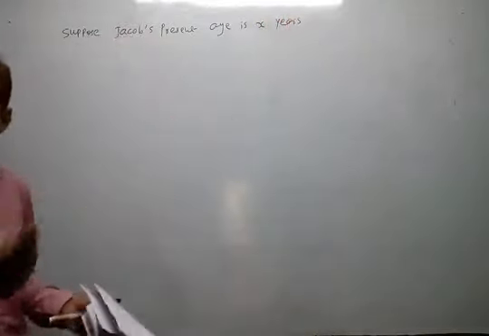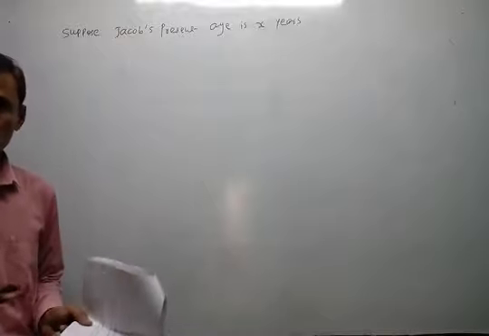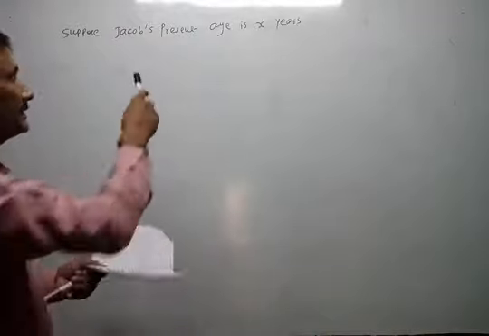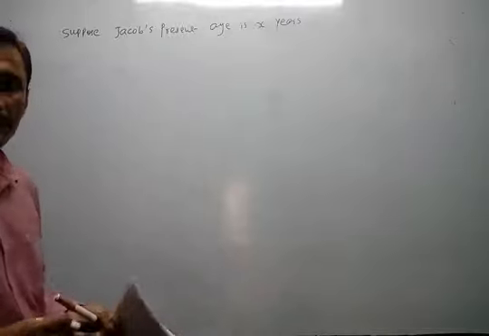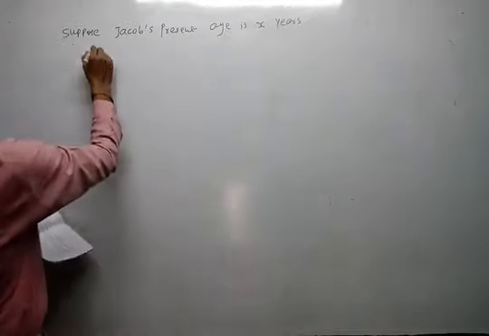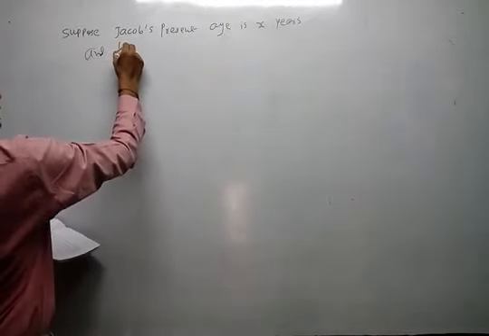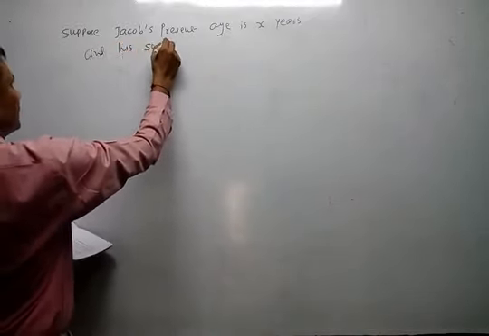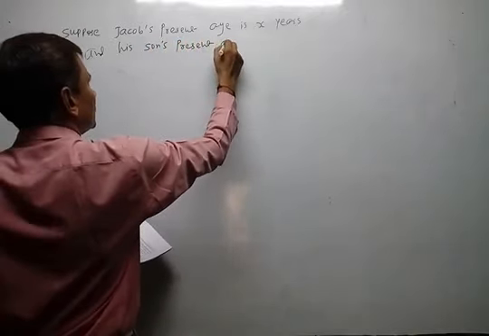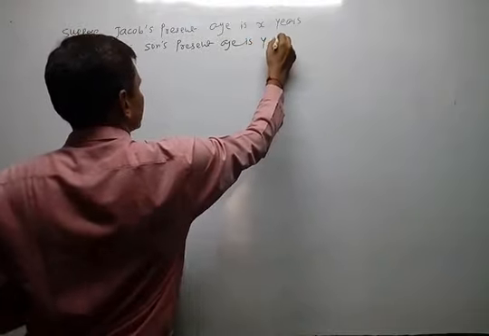Okay, let the present age of Jacob equal x and his son equal y. You should be clear. The statement must be there. Present age should be written there. Unit should be there. And his son's present age is y years.